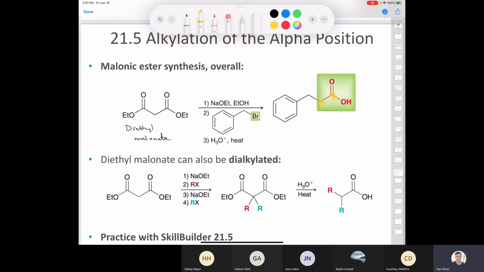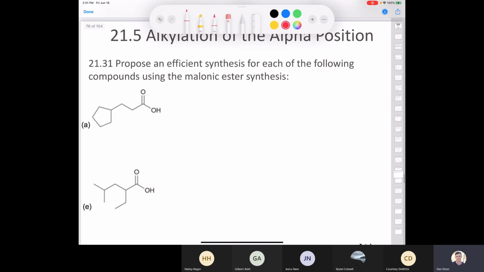Now, like I told you, since diethyl malonate has 2 acidic protons, count them, 1, 2, you can rip off each one of those, and it can be dialkylated. The order here is not important. You could put 1 R group first and the other second, it doesn't matter. But when you blow that apart, you end up with a carbon and a second carbon that's a carboxyl, and now you've got 2 R groups. So instead of being a CH2, or a methylene, like it is here, now it's a methine. So that's the malonic ester synthesis, a very cool reaction.